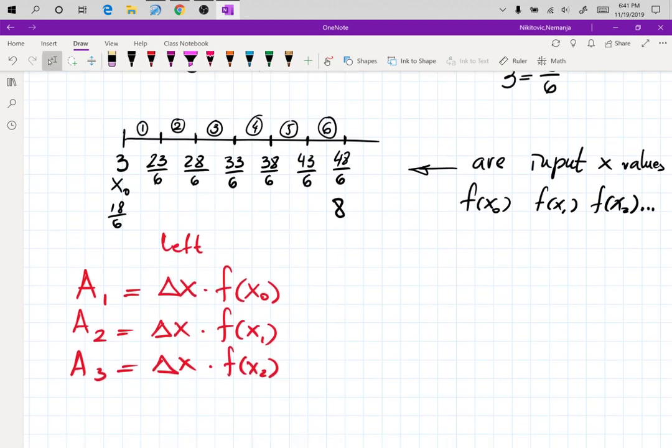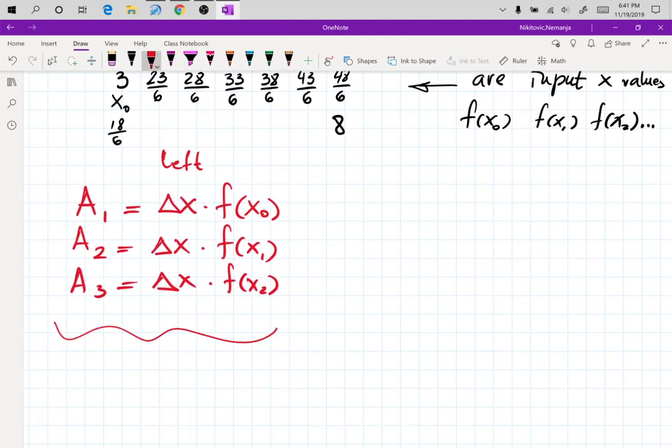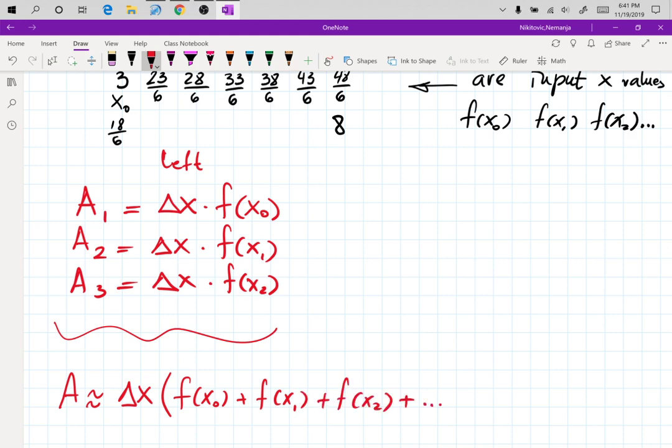You can see them all because your left hand approximation means you're using the left points for each one of the rectangles. You are always using the left point. What you can conclude is that area is approximated by, you can factor out delta x, f of x0 plus f of x1 plus f of x2 plus ... forever plus f of xn minus 1.